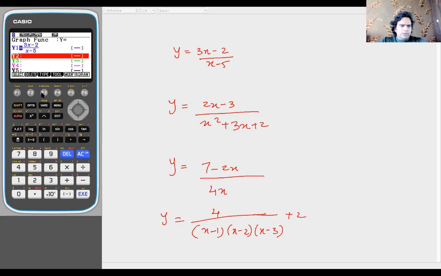Now make sure that the type of the graph is correct. When you click on the type, sometimes you'll see x equals or r equals and so on. In that case, your graph will not come out properly.